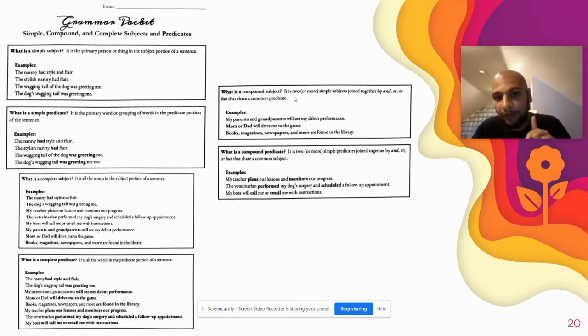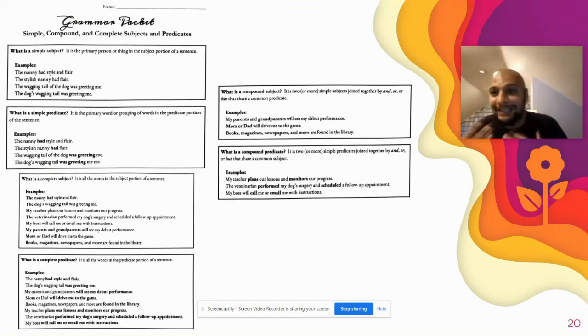But moving over here, if we want to talk about compound subjects and compound predicates, that's when we're talking about more than one subject and more than one predicate. So my parents and the grandparents. Now that is a compound subject. Both parents and grandparents are the subject, since we're talking about multiple groups. And a compound predicate, that's when there are multiple verbs, multiple things that are happening in the sentence.